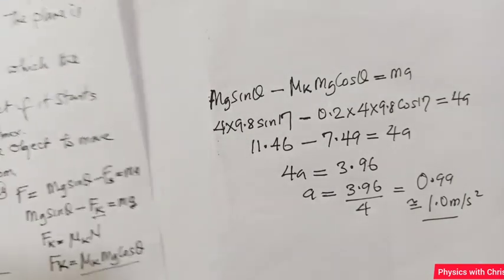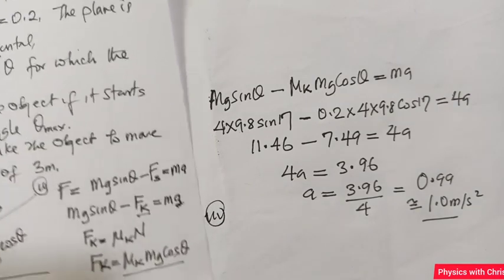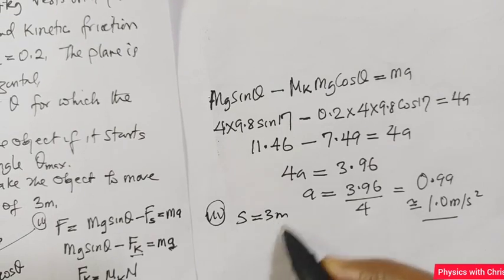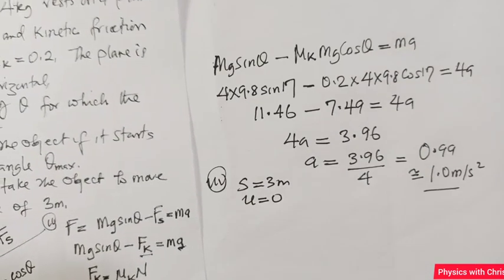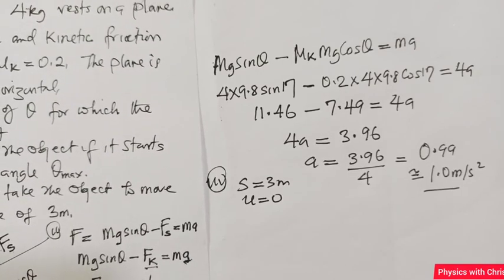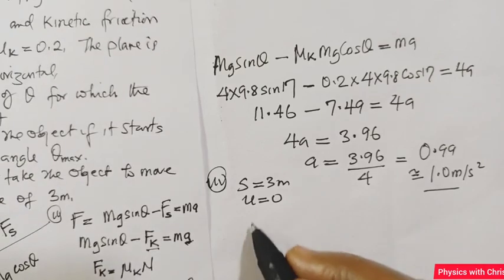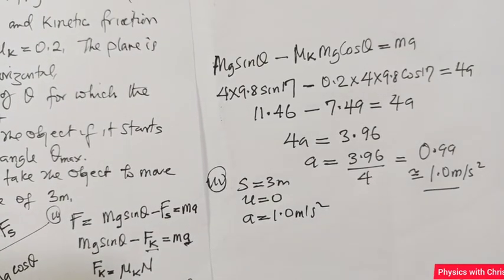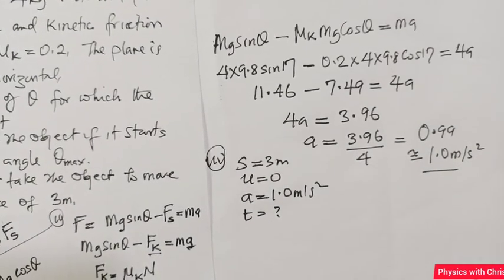Now we are told in the last question: suppose this body starts from rest, how long does it take to move a distance of 3 meters? If you start from rest, it means the initial speed is 0. Now we apply the ideas of kinematics here to solve this problem. We are going from kinetics to kinematics. The acceleration we've calculated is roughly 1 meter per second squared. And now we are looking for the time taken to cover a distance of 3 meters.